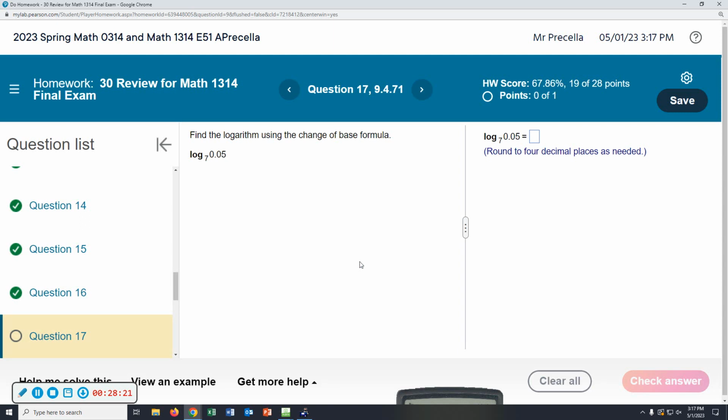Number 17. Find the logarithm using the change of base formula. Number 17. Log base 7 of 0.05.